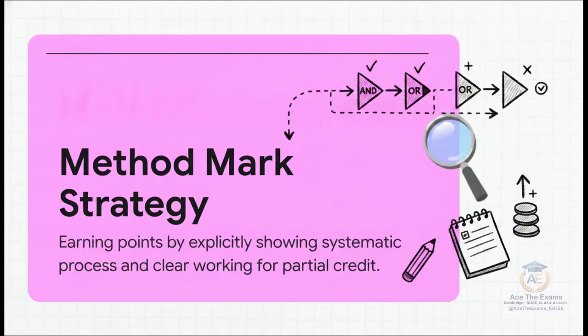The crucial reason why we rigorously enforce that exact sequence is because it activates what we call the method mark strategy. This is an incredibly vital approach where you secure marks simply for demonstrating your process. If you just jump straight to the final logic expression and make one tiny error, let's say you accidentally drop a NOT gate or mislabel an OR gate, you could lose everything. But if you explicitly show your systematic process and your clear working on the page, the examiner can award you partial credit, step by step, even if your final conclusion has a flaw. You are literally harvesting points along the way, turning a potential 0 into a 3 or a 4 out of 5.